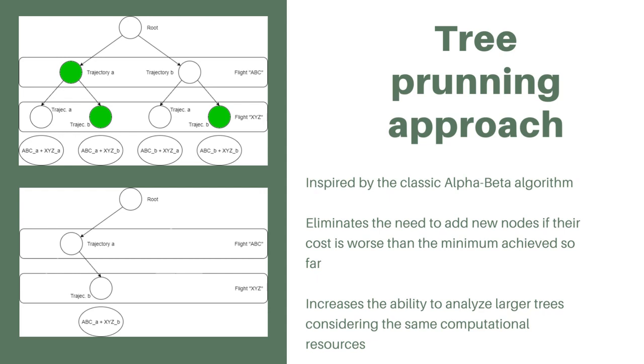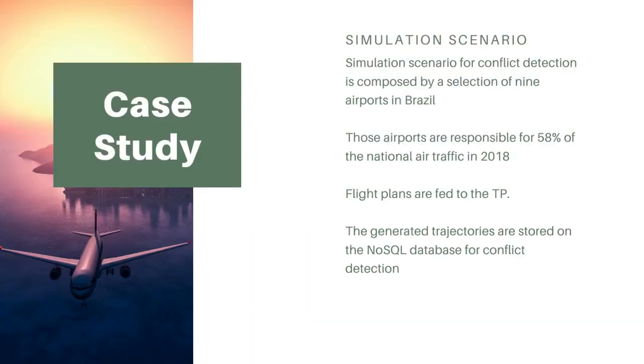The tree on the bottom shows what happens when we prune this tree, eliminating all the other nodes that cannot be reached. You can see that the whole subtree to the right has been eliminated because once trajectory B for the flight ABC has been eliminated, all the nodes and leaves below it are also discarded. As we can see, this tree pruning approach significantly increases the ability to analyze larger trees considering the same computational resources.